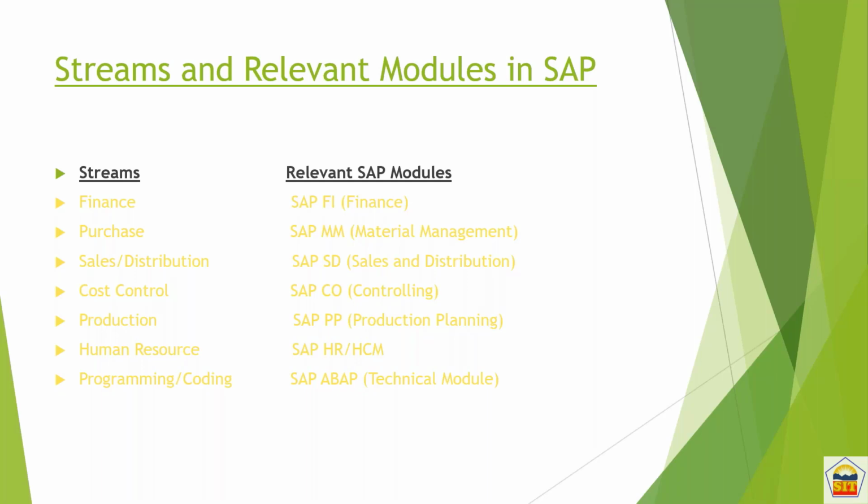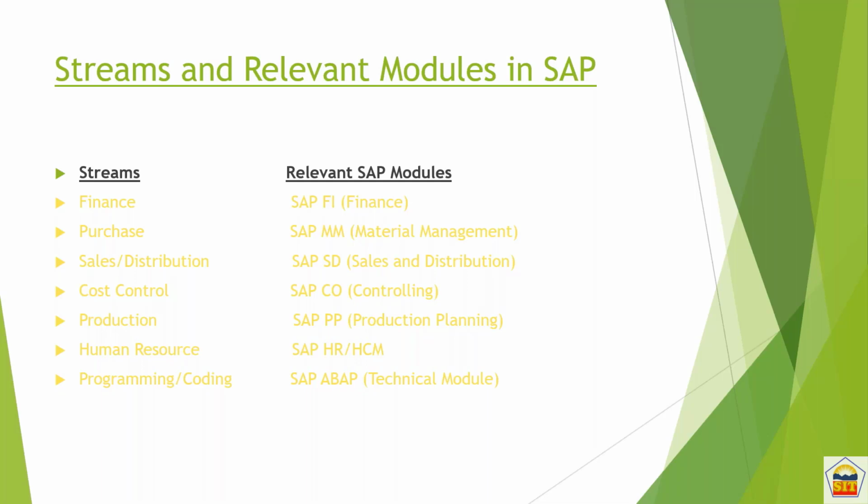Same way, for the purchase, we have the module called SAP MM, which stands for material management. It will look after all the inventory. Then we have sales and distribution, and for this we have a module called SAP SD. Then after that, for cost controlling, we have SAP CO, that is controlling.